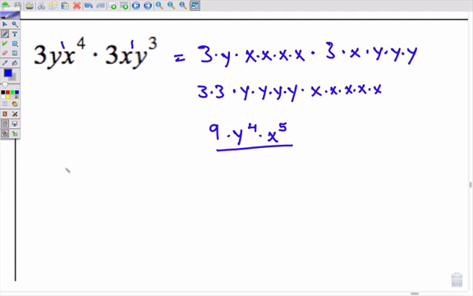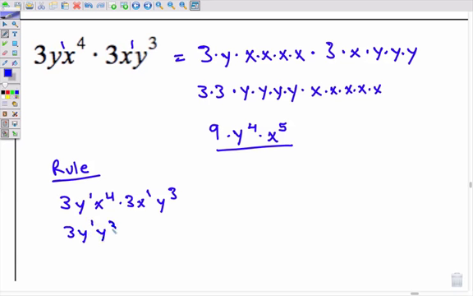If you want to use the rule, then we would have our y's together, so 3y1, y3, x4, x1. Oop, and I forgot the other 3 here. So still lump it together, that gives you 9, and then y to the 1 plus 3, x to the 4 plus 1. And that gives you 9. 1 plus 3 is 4, 4 plus 1 is 5.